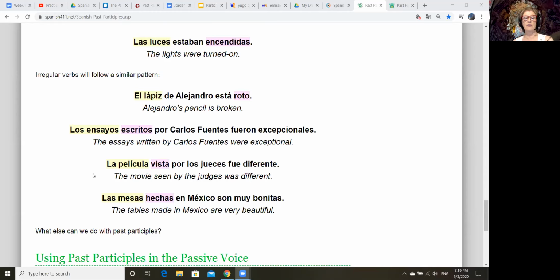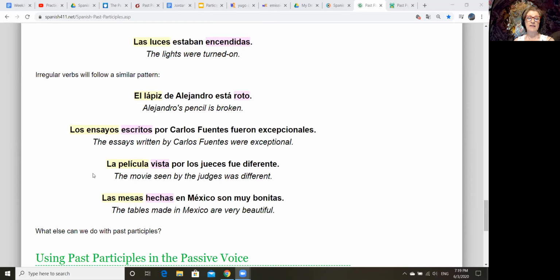Los ensayos escritos por Carlos Fuentes fueron excepcionales. The essays written by Carlos Fuentes, are you going to use that as a tourist? Probably not. Okay, here's the next one that might be used. La película vista por los jueces fue diferente. Maybe you go to a film festival and there are judges who watch the film, like Sundance or, you know, Cannes, someplace like that. Wow, if you can go to Cannes, go, go, go. Ay, afortunados. You're lucky. La película vista, the movie seen por los jueces, by the judges.